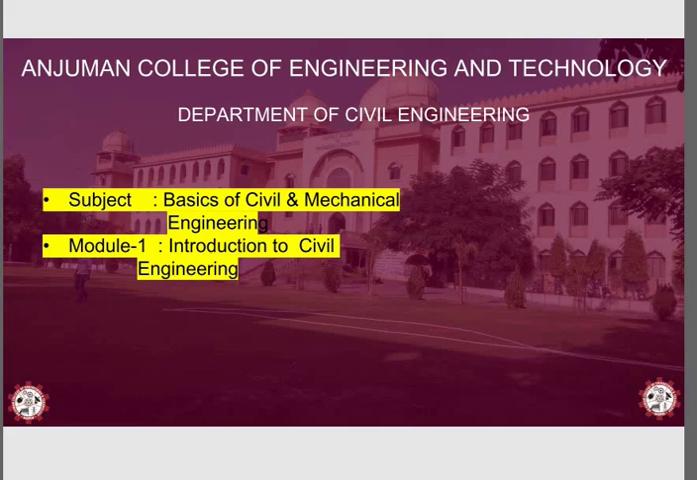This subject, Basics of Civil and Mechanical Engineering, consists of 6 units. The first 3 units, unit number 1, 2, 3, are totally based on civil engineering, and the other three, that is unit number 4, 5, and 6, are based on mechanical engineering. I will teach you about the basics of civil engineering.